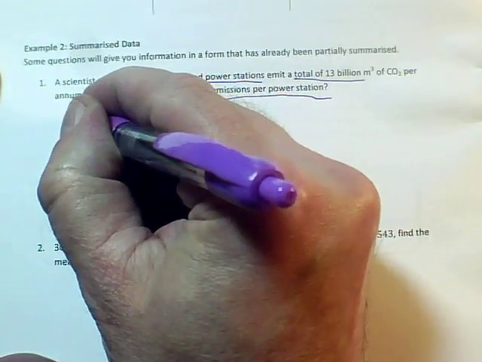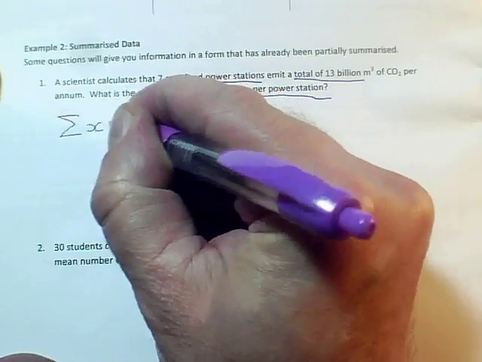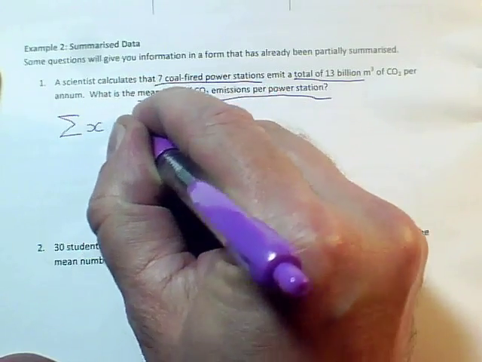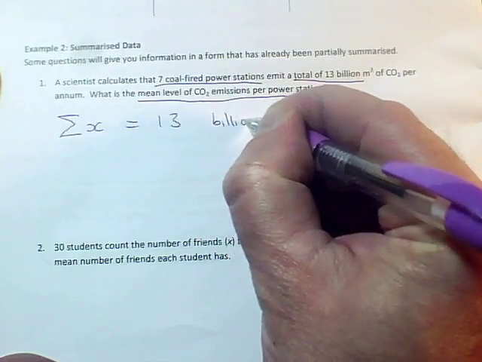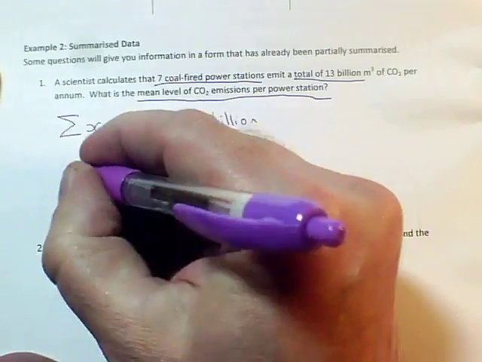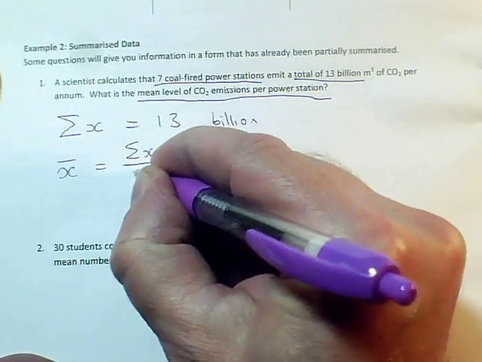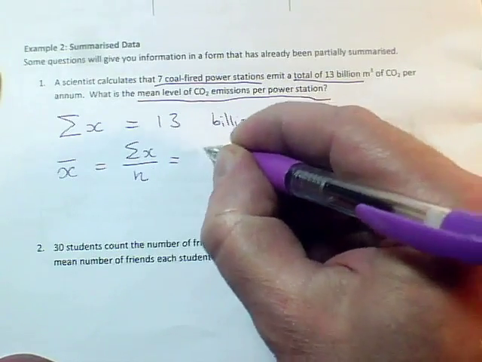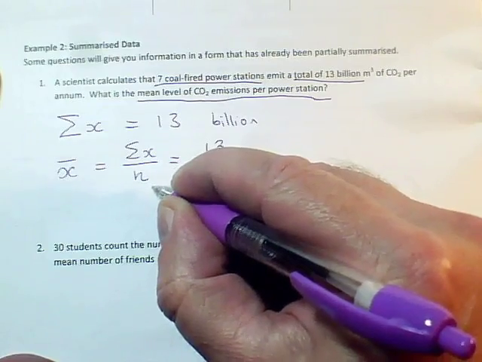So that means I've got 7 items of data, 7 x values, and the total sum of the x values is 13 billion. So I write sigma x is 13 billion to mean that my 7 numbers in my list add up to 13 billion. Now I don't know what the original numbers are, but I can still work out the mean because the formula for x bar is the sum of the x values divided by n. So we've just done the sum of the numbers.